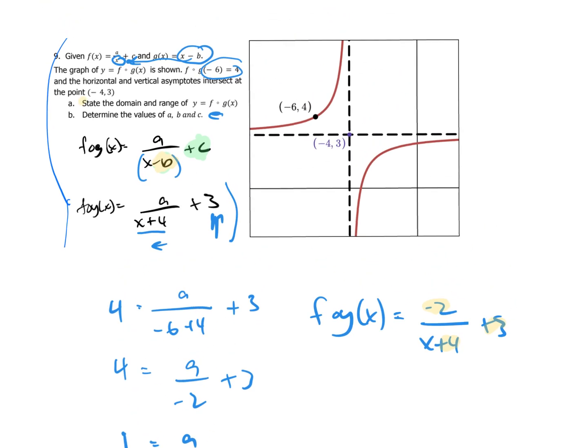Then finally, going back to state the domain and the range of this function, well, because it is a rational function here, we have our vertical asymptote, which means that x cannot be negative 4 as the domain. And the range, well, I see that I have this horizontal asymptote at 3, and so the range is y cannot be 3.